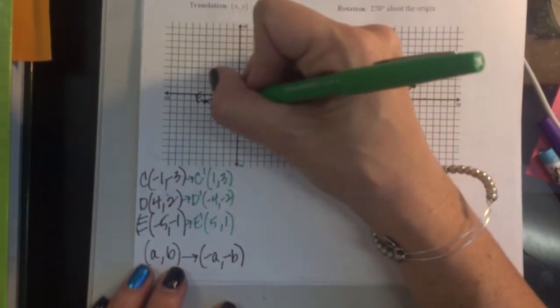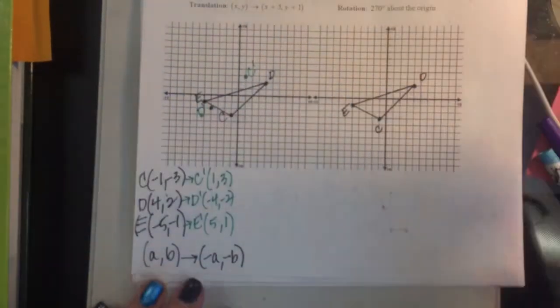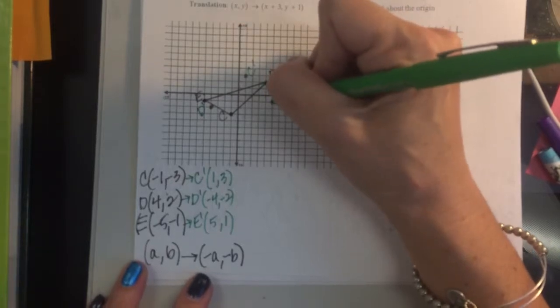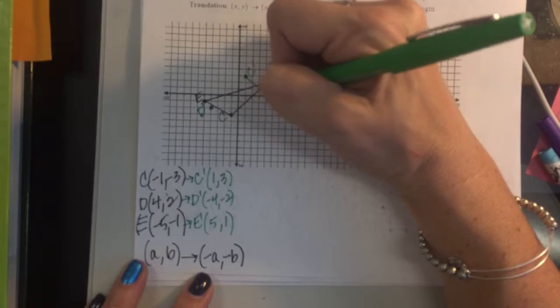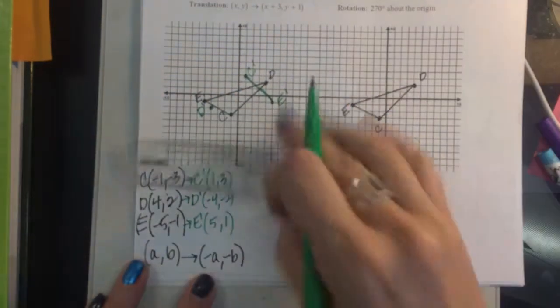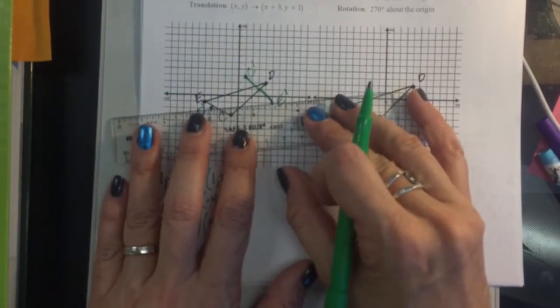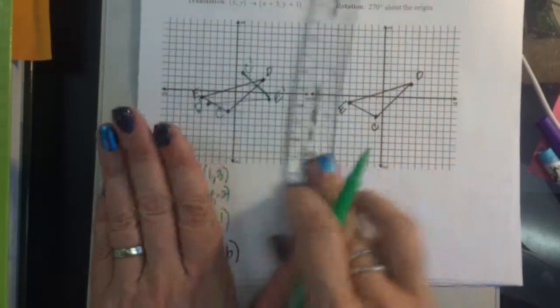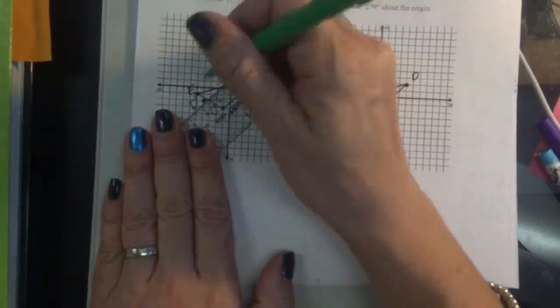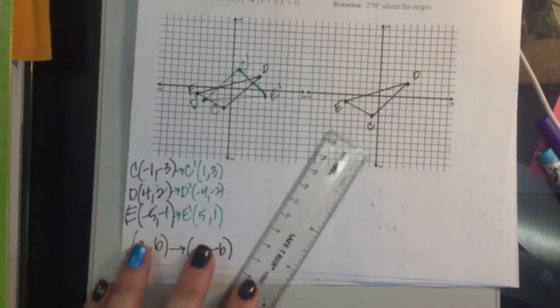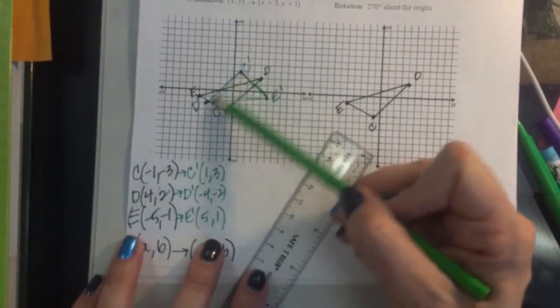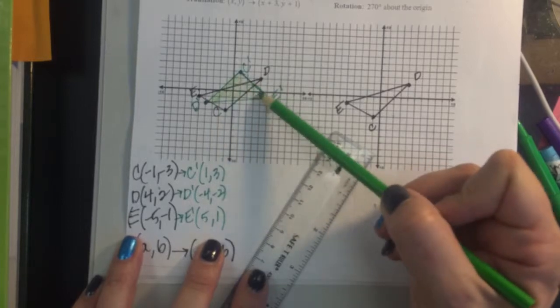Negative 4, negative 2. Never would have been able to eyeball this. It just isn't something that works very well with my brain. I can plot points though, and I can make it look all nice and neat by plotting the points. So there is my image after the rotation. I went from what was in black to now what's in green.